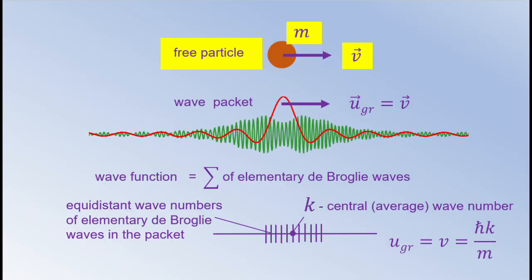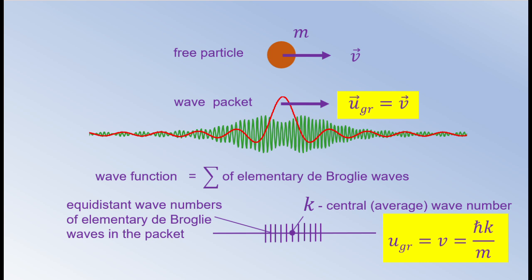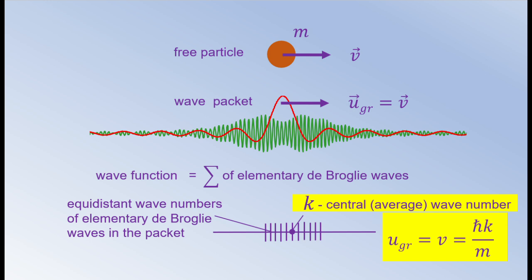As we know, a classical particle of mass m flying with velocity v can be represented by a wave packet consisting of many de Broglie waves with close equidistant wave numbers allocated symmetrically around some average value k. The group velocity of the packet u group, that is the speed of movement of its center, is equal to the classical velocity of the particle and is equal to h bar k over m. Thus, in the studied case, the group velocity is determined by the average value k over all wave numbers.